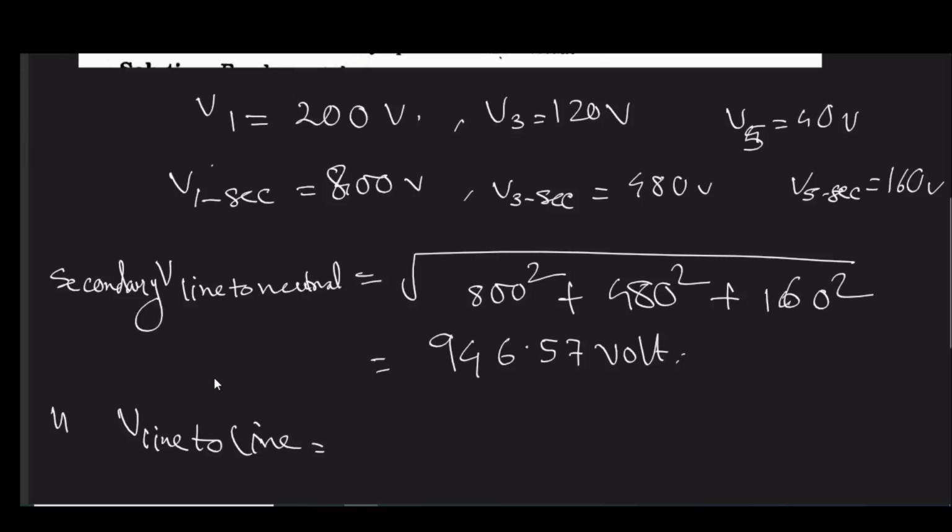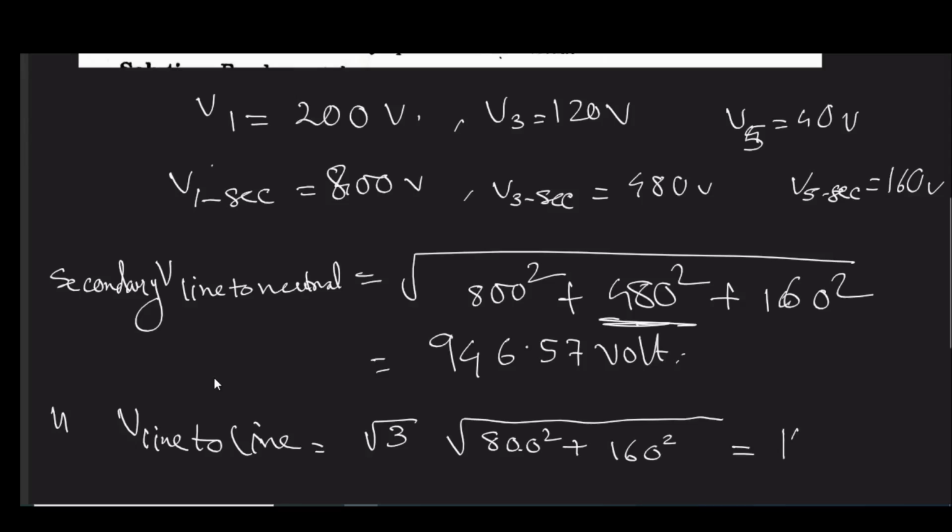That will be √3 of, here is the beauty, 800 square plus 160 square. This term should not be considered while calculating the line. So what you will get? You will get, it is like 1413.04.